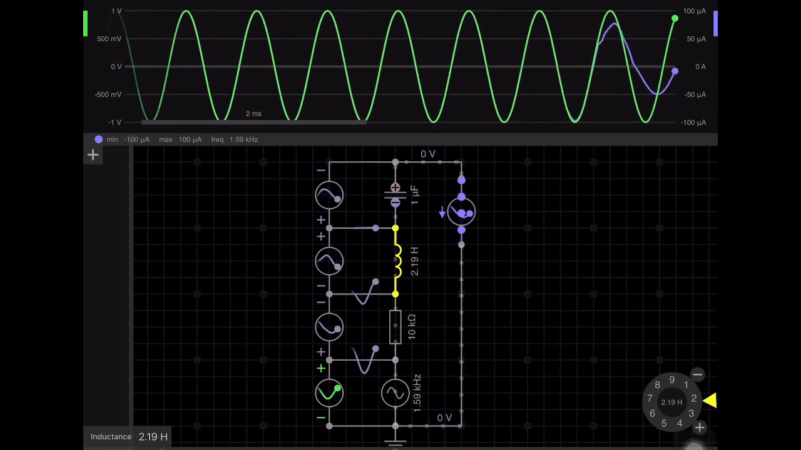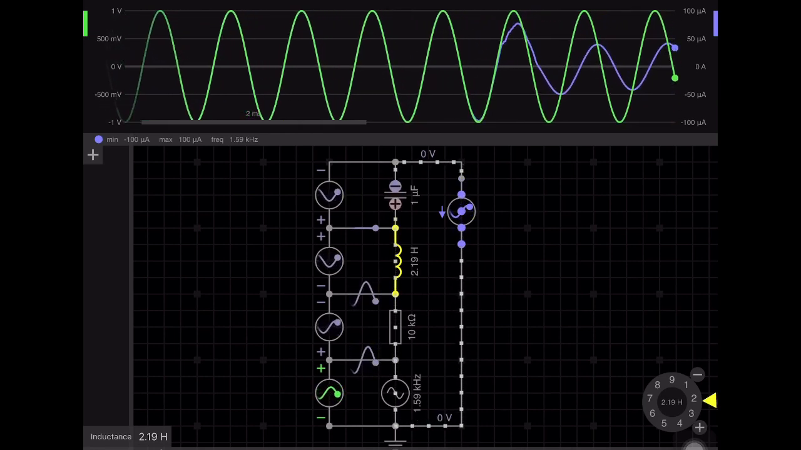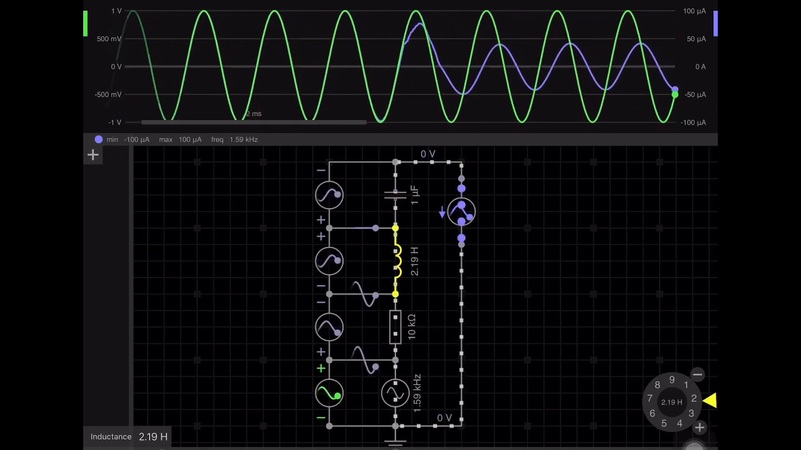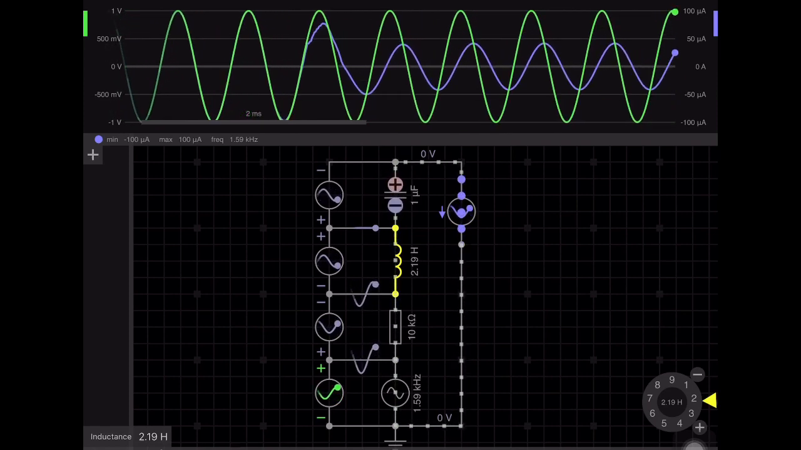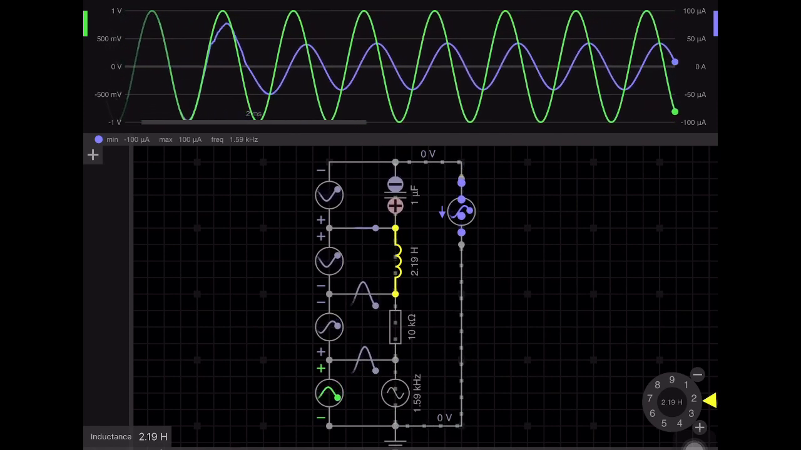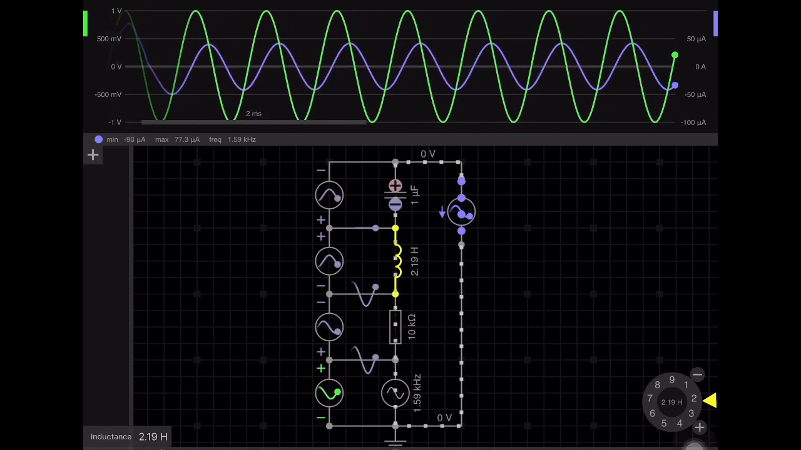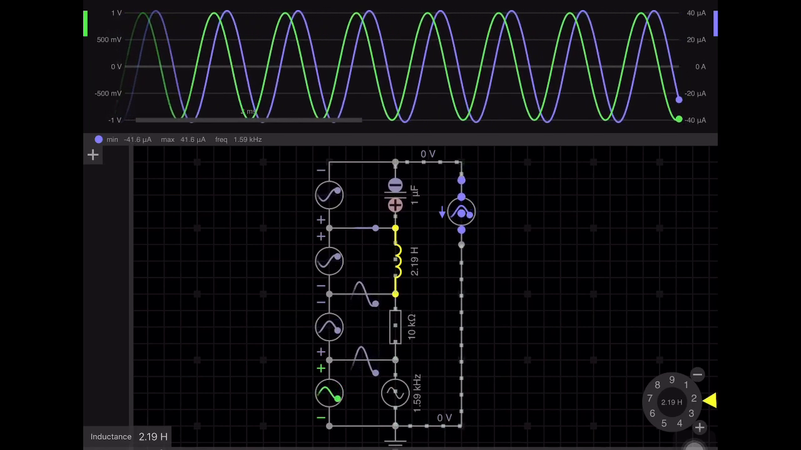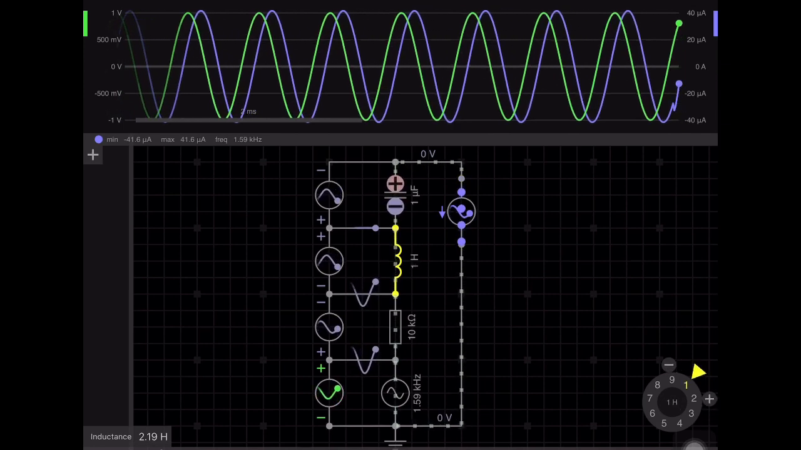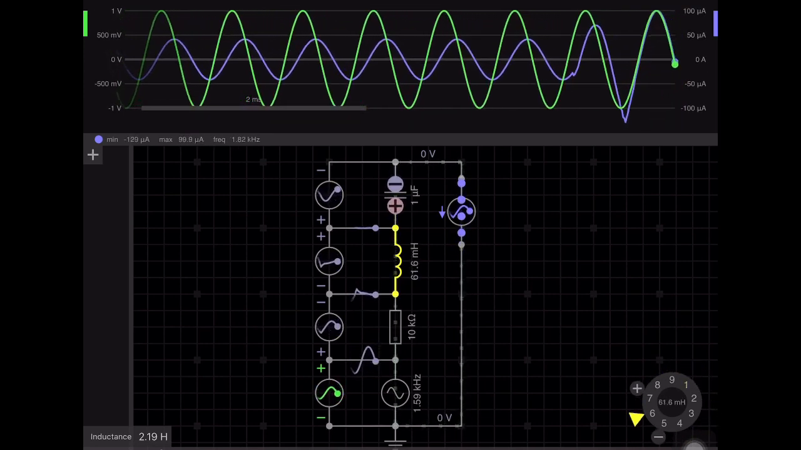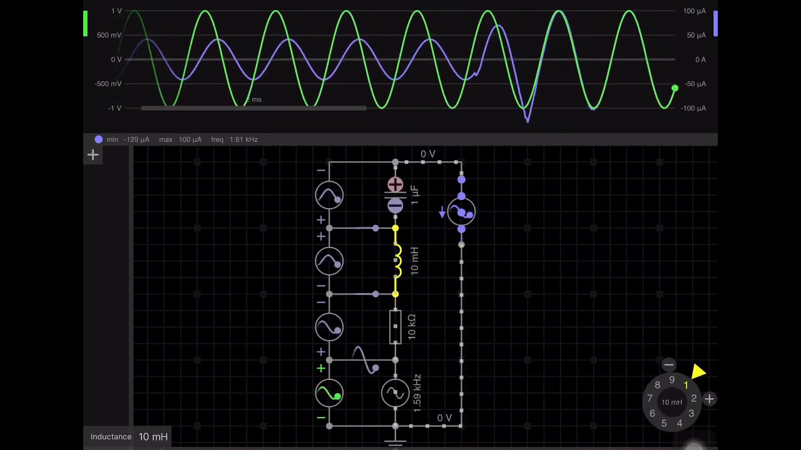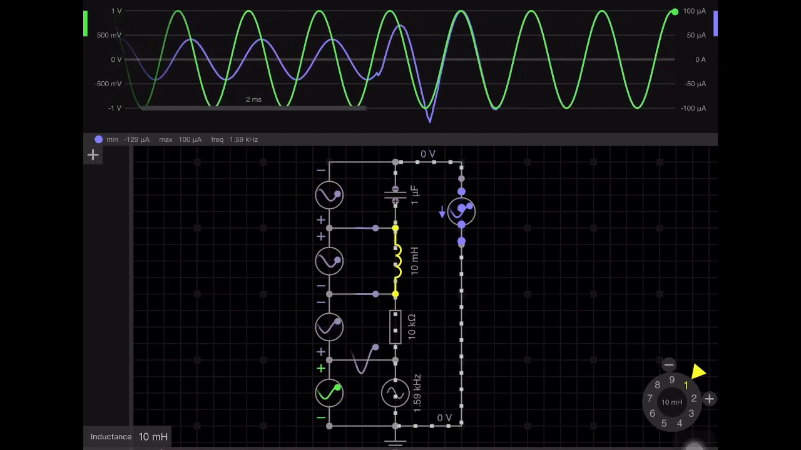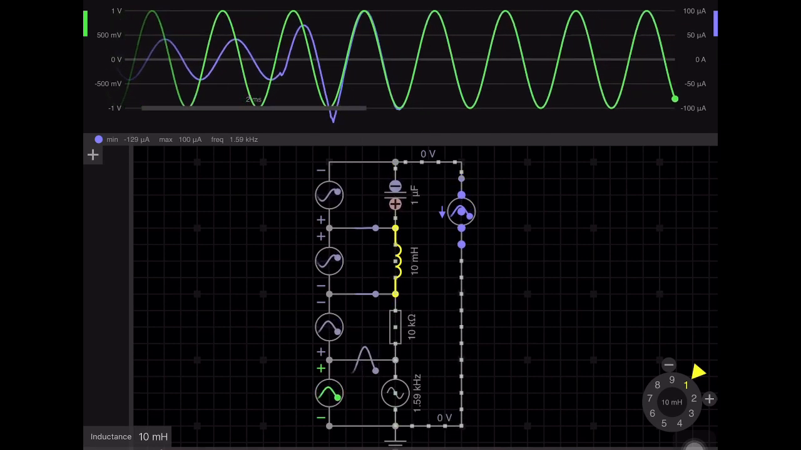What you can see is that the graphs are now unsynchronized. They are out of phase. Where you can see the voltage is the green waveform and current is the violet color, and it's lagging. Current is lagging voltage. Let me put back that value into our, say, 10 millihenry. You can see the resonance condition is back on.